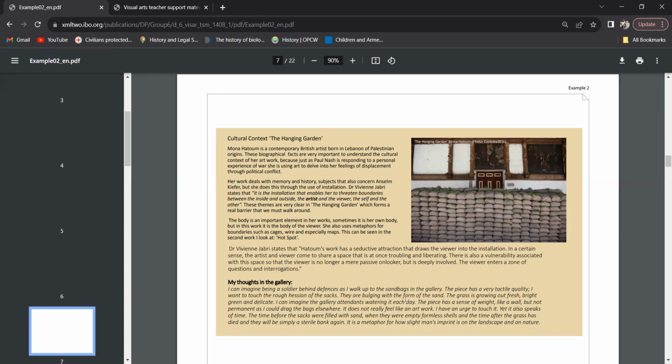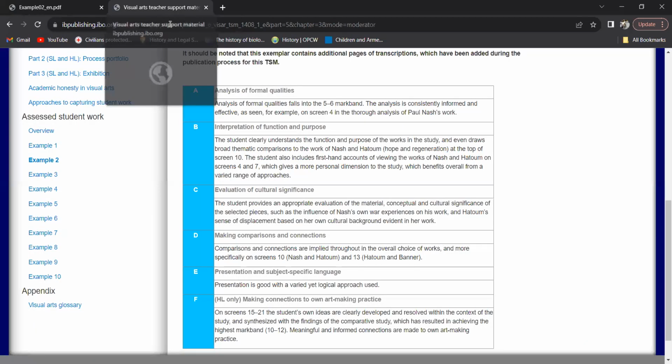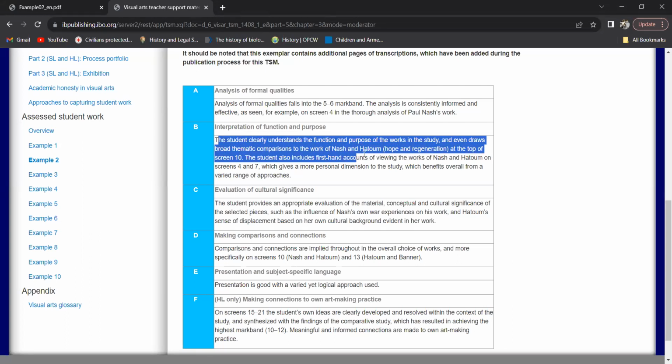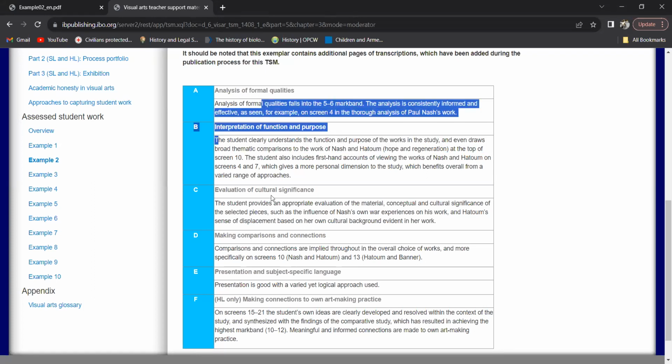Dr. Vivian Jabri states that Hatoum's work is a seductive attraction that draws the viewer in. So this is an explanation of the work here, The Hanging Garden. It shows that they understand what the artist is going for. So again, we've got that interpretation of function and purpose. The student clearly understands the function and purpose of the works in the study, which involves thematic comparisons to the work of Nash and Hatoum.